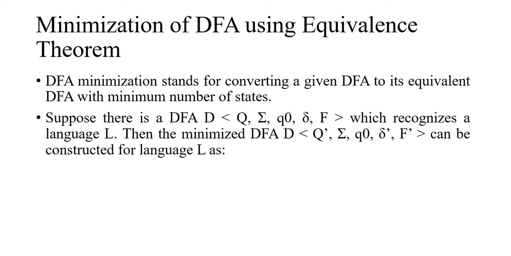Suppose there is a DFA D, which is a set of 5 tuples Q, sigma, Q0, delta and F, where Q is all states, sigma is input symbols, Q0 is the initial state, delta is the transition function and F is the final states, which recognizes a language L. Then the minimized DFA D', which consists of Q', sigma, Q0, delta', F', can be constructed for language L as follows.